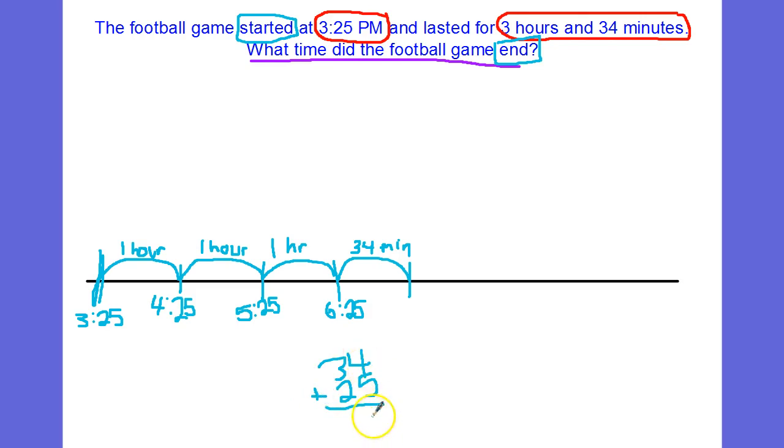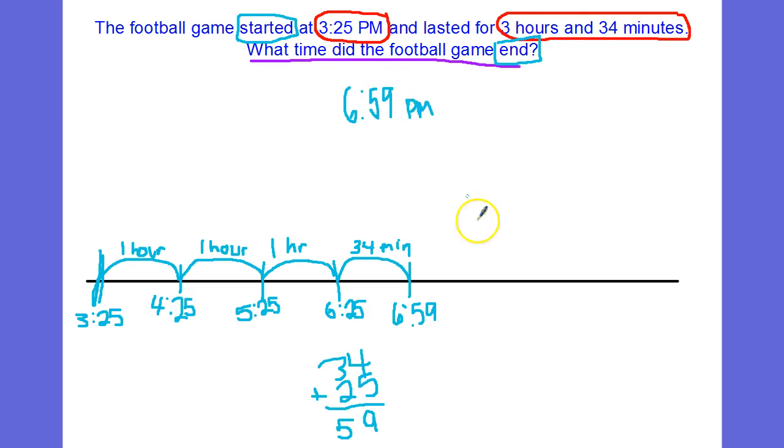5 plus 4 is 9. 3 plus 2 is 5. So 59. So instead of 6:25, we're adding 34 minutes to 6:25, so it's going to become 6:59. So my end time is going to be 6:59 p.m.